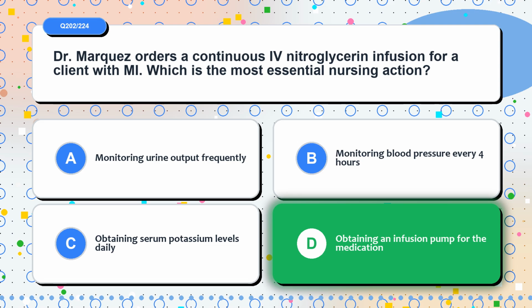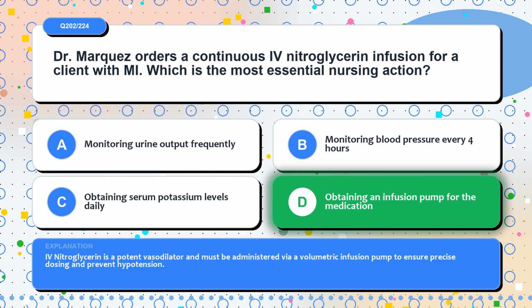The correct answer is option D. Obtaining an infusion pump for the medication. Intravenous nitroglycerin is a potent vasodilator and must be administered via a volumetric infusion pump to ensure precise dosing and prevent hypotension.